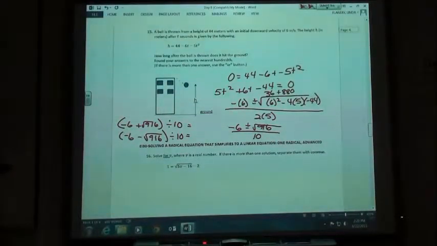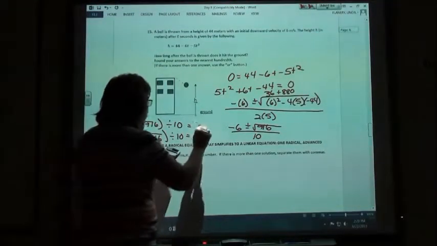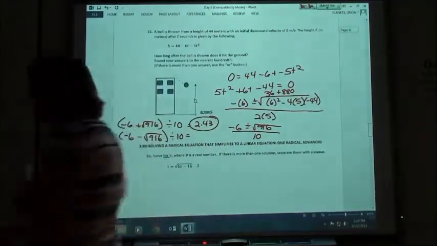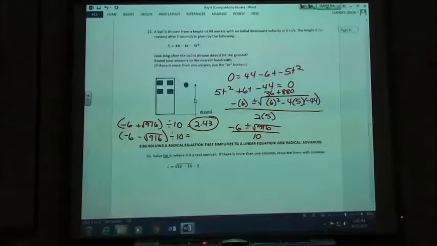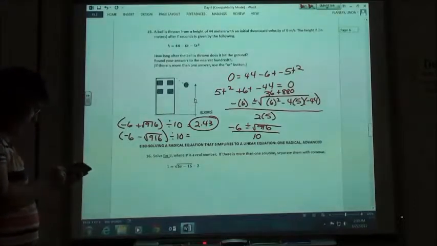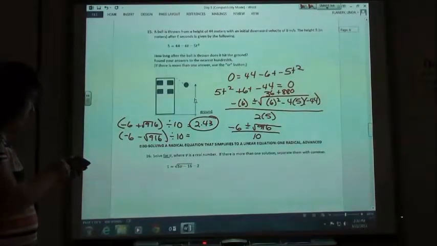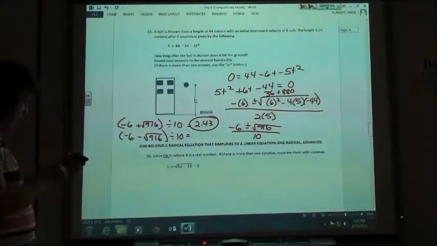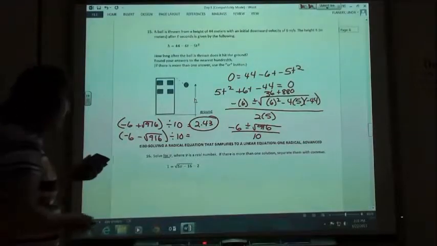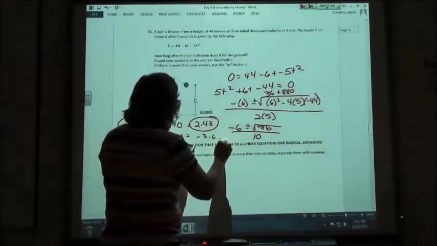Negative 6 plus the square root of 9/16 divided by 10 gives me 2.43, 2.426. All right, and then if we do our other calculation here, in parentheses, negative 6 minus the square root of 9/16 divided by 10, I get negative 3.63.